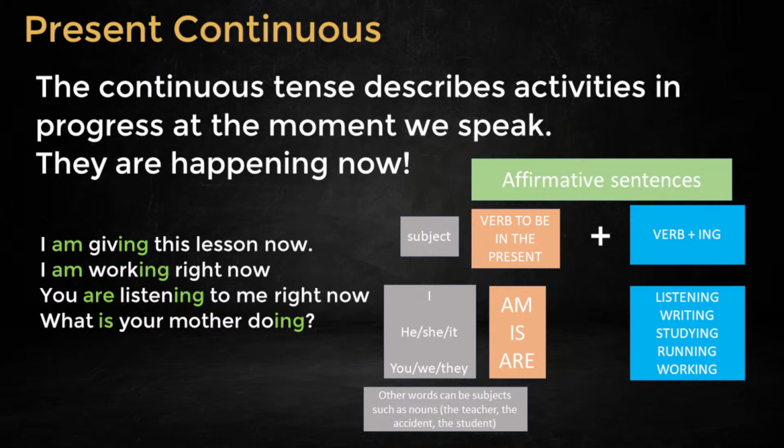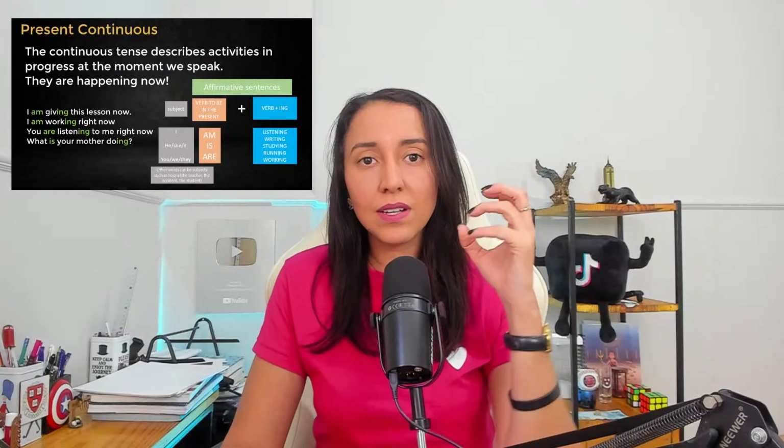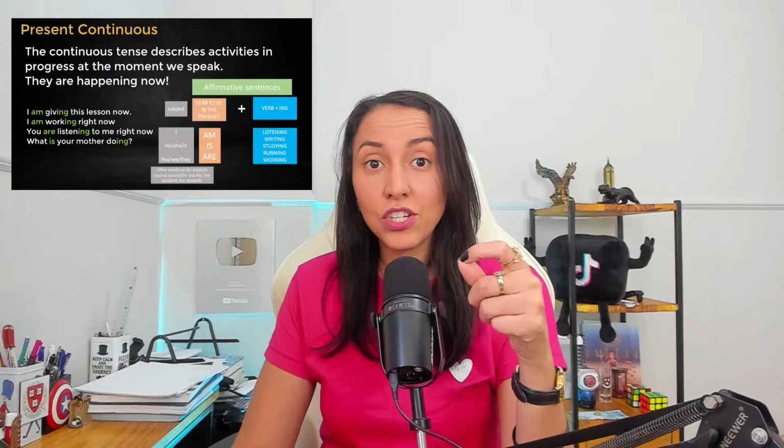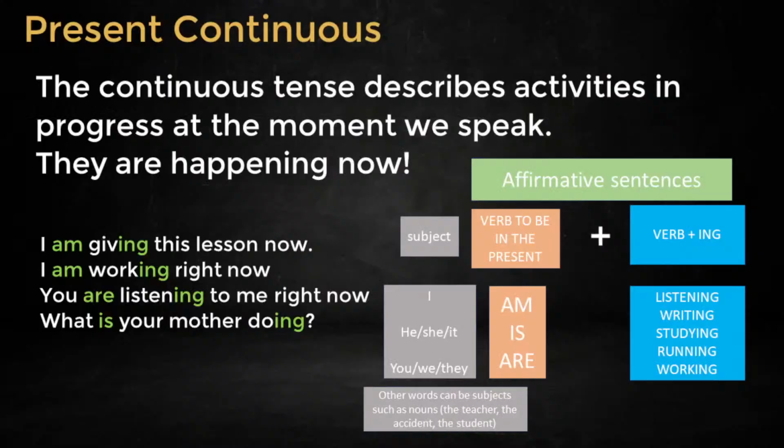So here are a few more examples. I am giving this lesson right now. I am working right now. You are listening to me right now. What is your mother doing? So these are all ing situations, okay? That's a very, very important point. So here we have the structure, affirmative sentences.